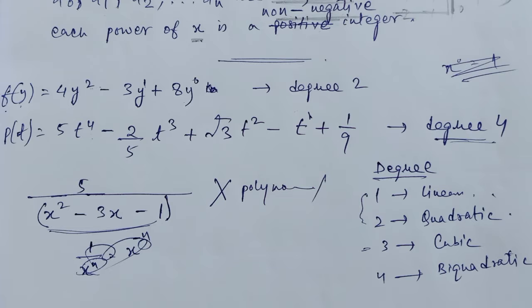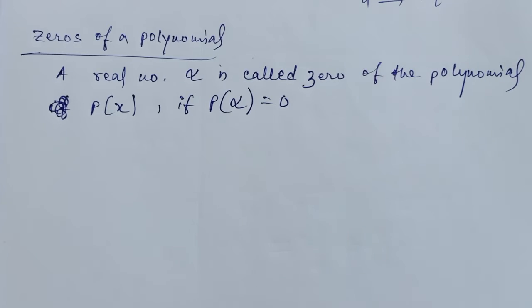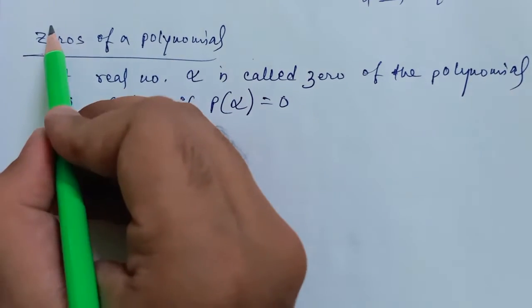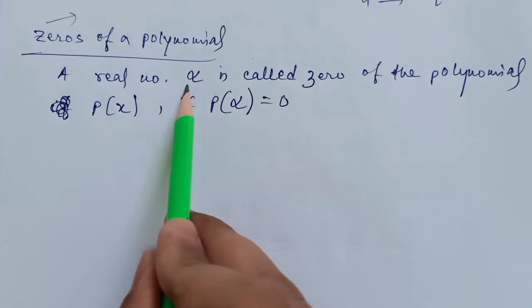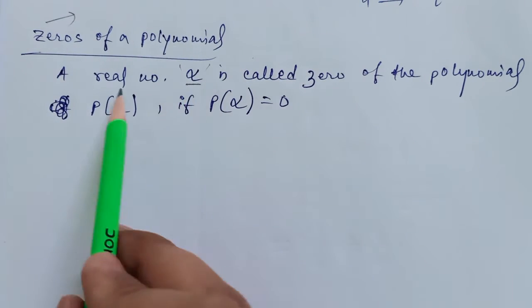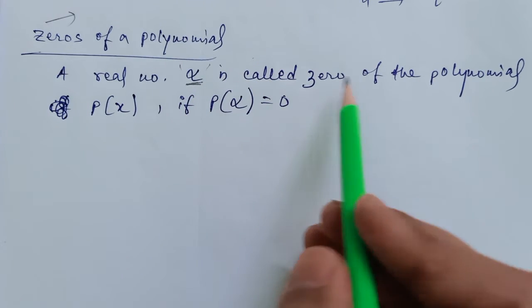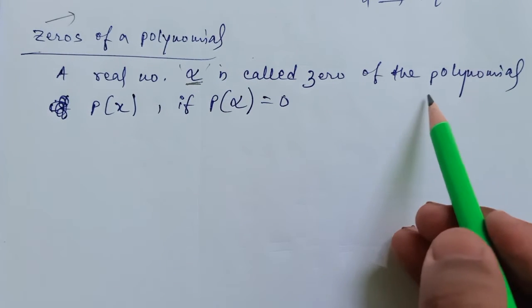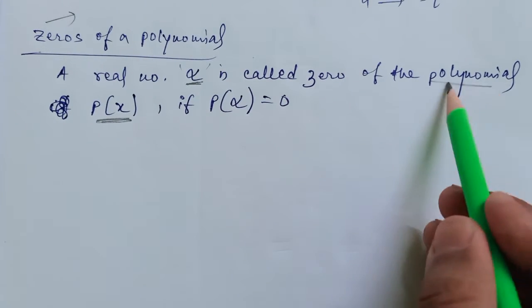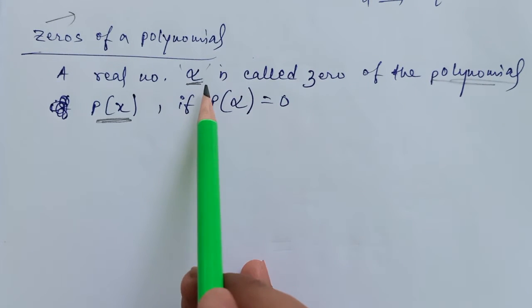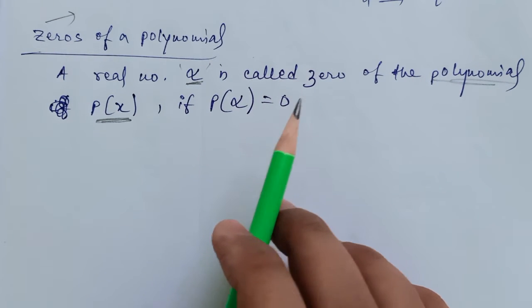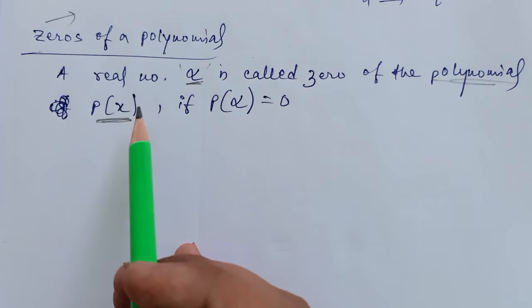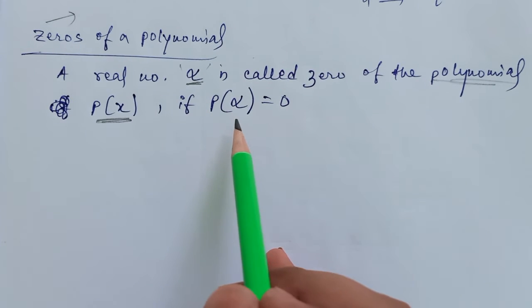Now let's define zeros of a polynomial. Suppose you have a real number alpha, and p(x) is a given polynomial. A real number alpha is called a zero of the polynomial if p of alpha is 0. So if you put alpha in place of x, the result you will get is 0.